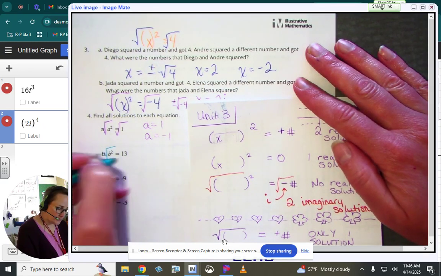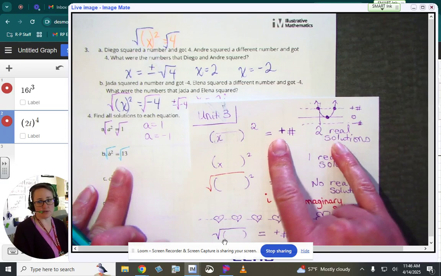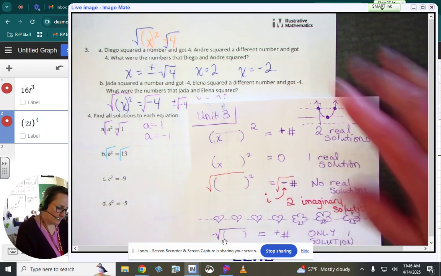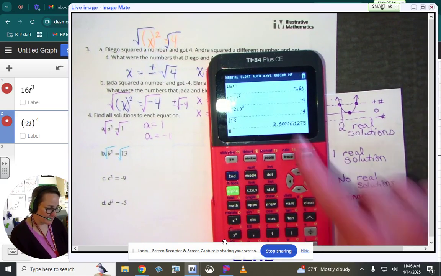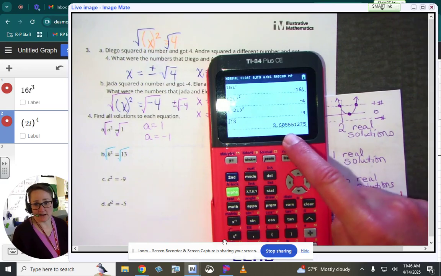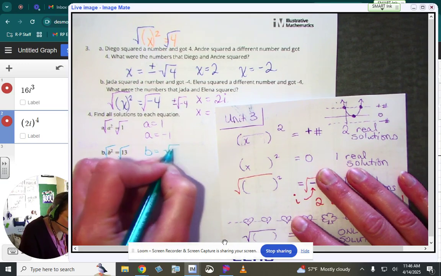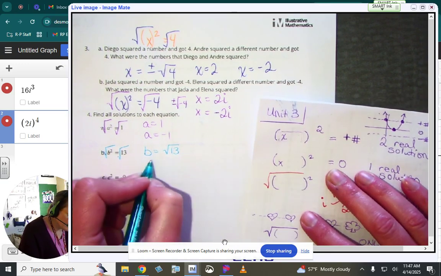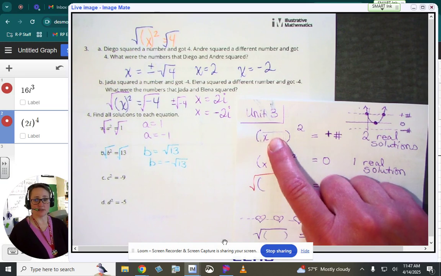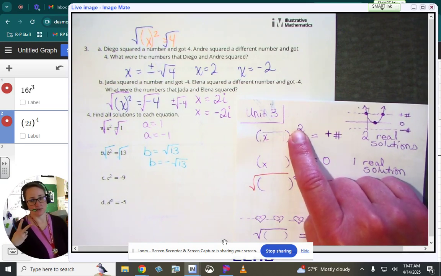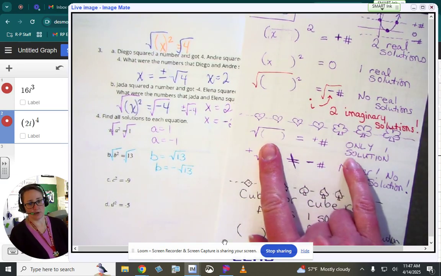When I square root part B, again, I have something squared equaling a positive number. There's still going to be real solutions. This just means there's no i in there. Now, square root of 13 on my calculator is not an exact number. So I'm just going to leave it as a square root of 13. So B could equal the positive square root of 13. It could also equal the negative square root of 13. Remember, if we start with something squared, 2 answers. If we start with a square root, there's only 1 answer.